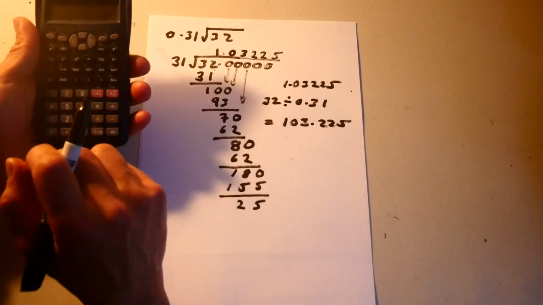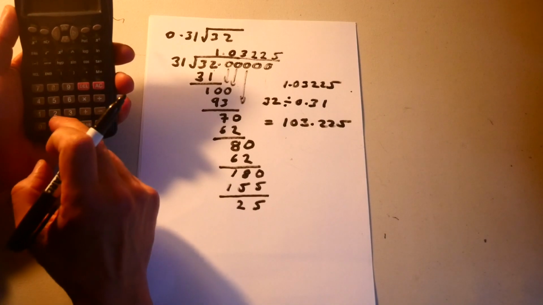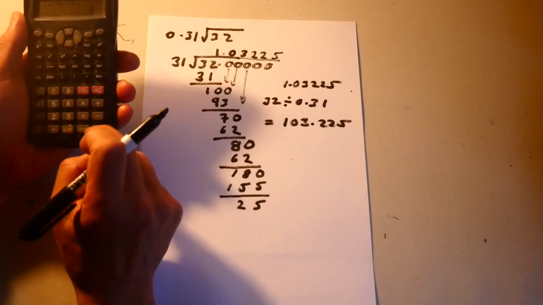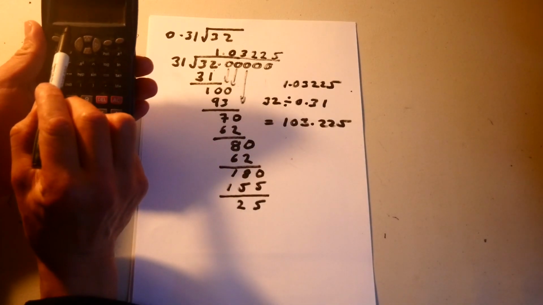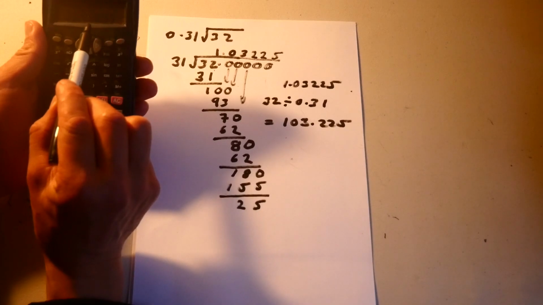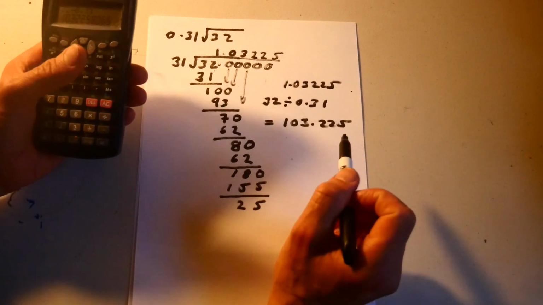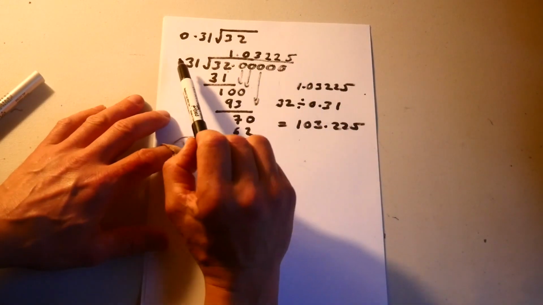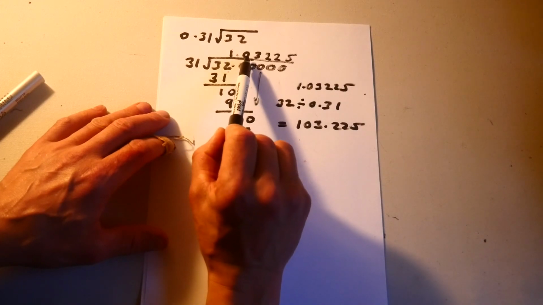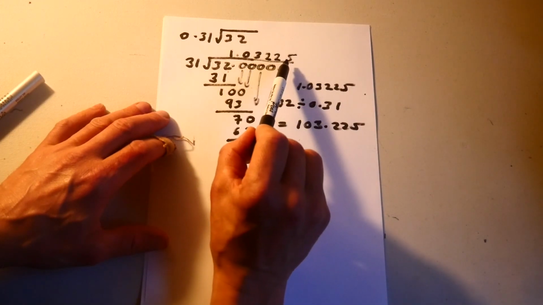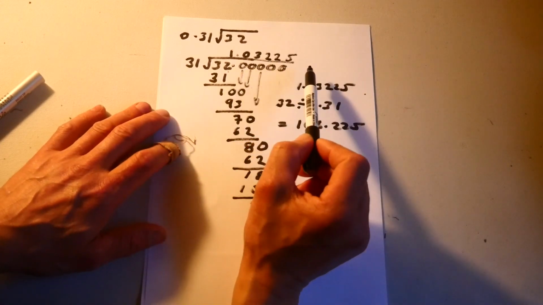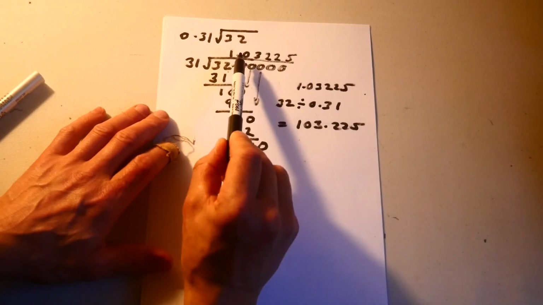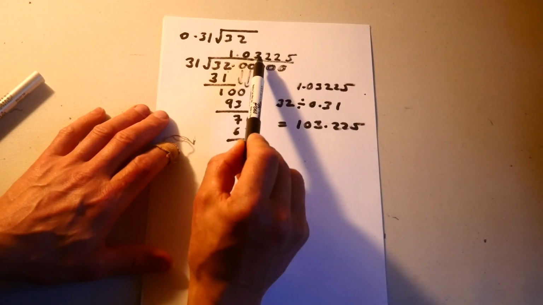And you can check that on your calculator. So if you go 32 divided by 0.31, you get 103.2258. Okay? So that's how you do it. Make this 100 times bigger. 31 goes into 32 1.03225 times. The calculator actually gives more decimal places, but that's because I'm putting lots of noughts on. So make that 100 times smaller, this must be 100 times bigger, so it becomes 103.225.